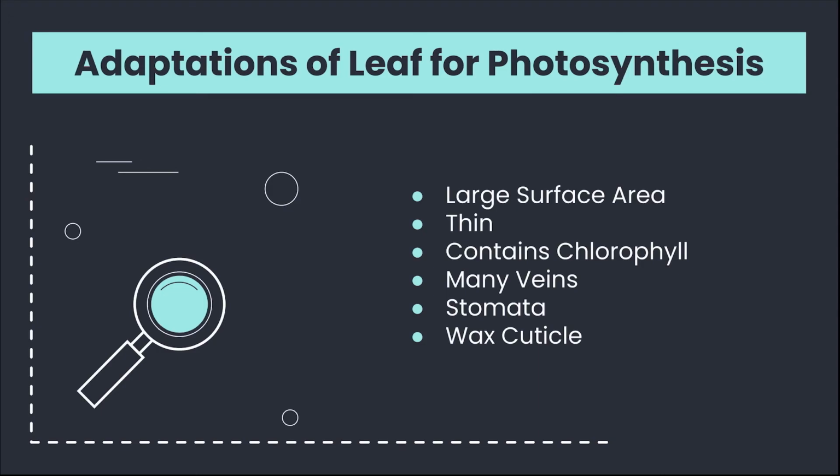We have many veins to allow the transport of water to the cells of the leaf. We have stomata that allow carbon dioxide to diffuse into the leaf and oxygen to diffuse out. And lastly, the wax cuticle. This protects the leaf without blocking sunlight.